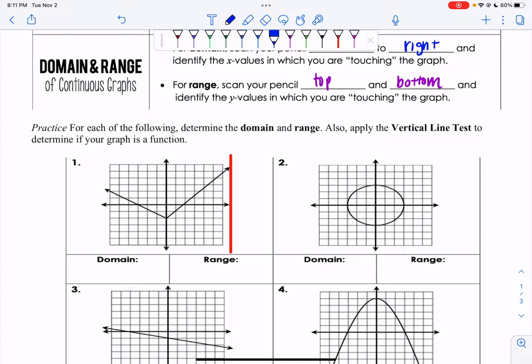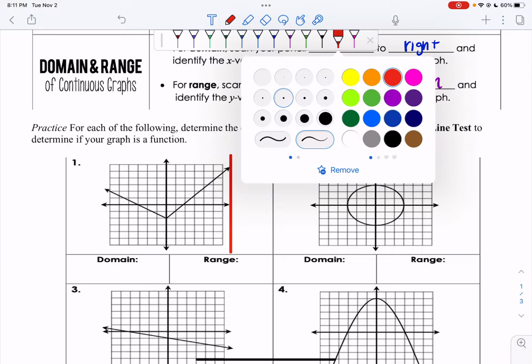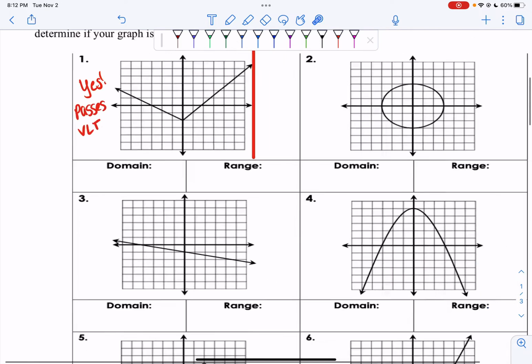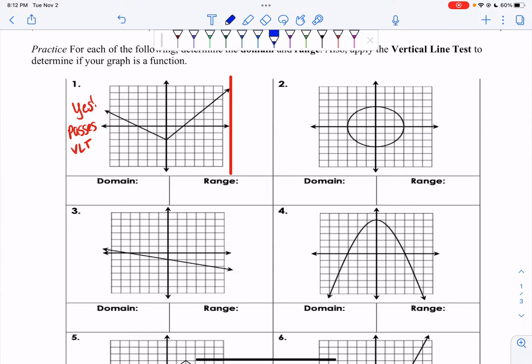So we're going to write yes, and it passes the VLT. If I look, my graph has arrows going on forever and ever in both directions. So when I think about this for my domain, it would be all real numbers. Whenever your graph goes on forever, your domain is all real numbers. And if you want, you can do the symbol R for real.